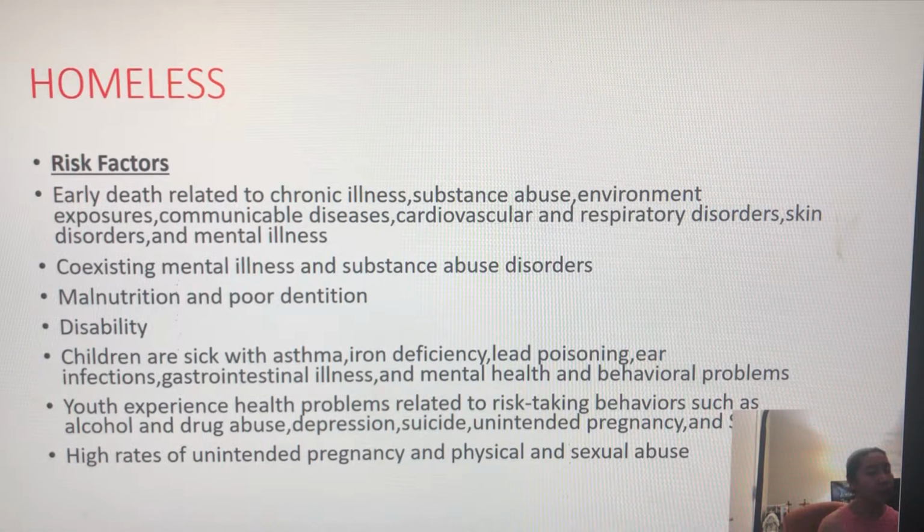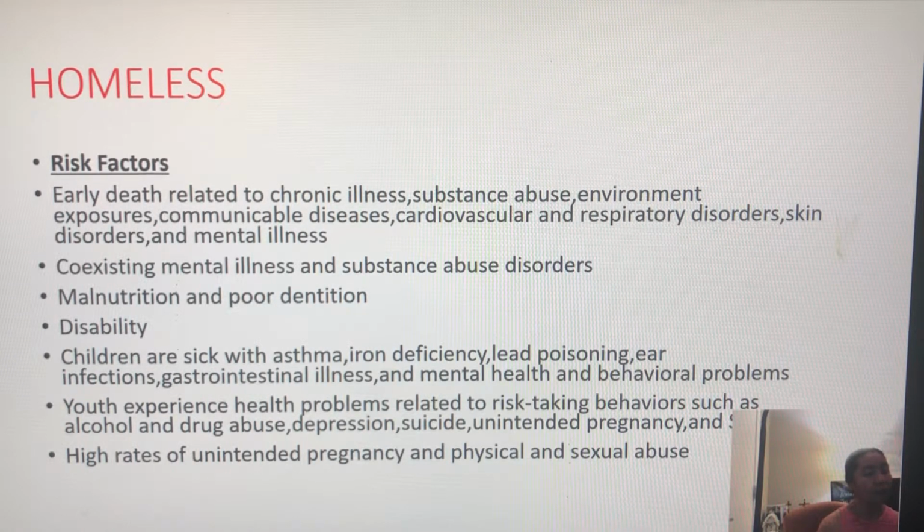Risk factors among this population include early death related to chronic illness, substance abuse, environmental exposures, communicable diseases, cardiovascular and respiratory disorders, skin disorders, and mental illness. Nearly half of this population experiences mental health issues and coexisting substance abuse disorders. Malnutrition and poor dentition are common and can lead to further health complications.